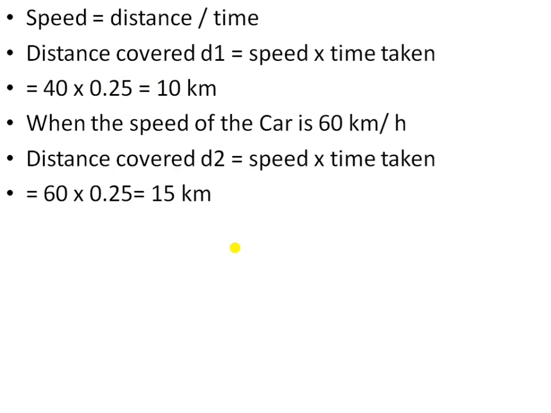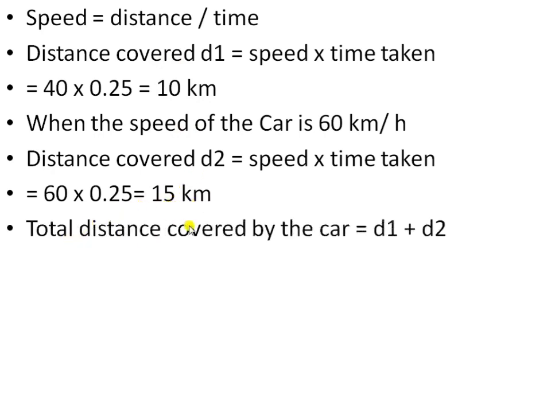Now, in the question that is given, you have to calculate the total distance covered by the car. So the total distance covered by the car is simply the first distance, that is 10 km, and the second distance, 15 km. Just simply add these two. Total distance covered by the car is d1 plus d2. So 10 plus 15 is equal to 25 km. This is the answer of this question: the total distance covered by the car is 25 km.